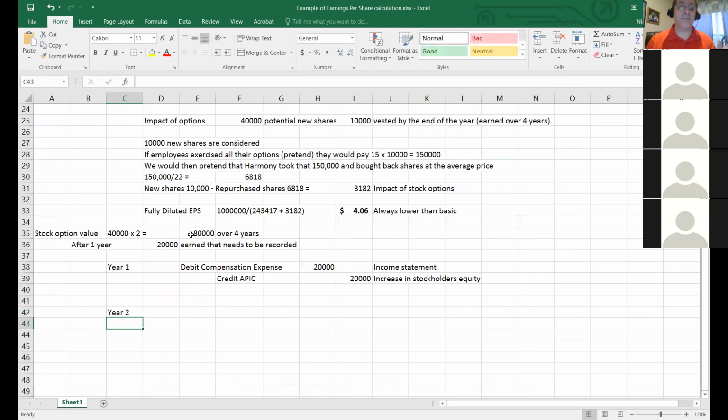That means people leave. So let's just use 10% forfeited. So now, instead of 80,000 total, it would be 80,000 times 0.9, right? Or 90%. If 10% is forfeited, 90% is still there. So 72,000.